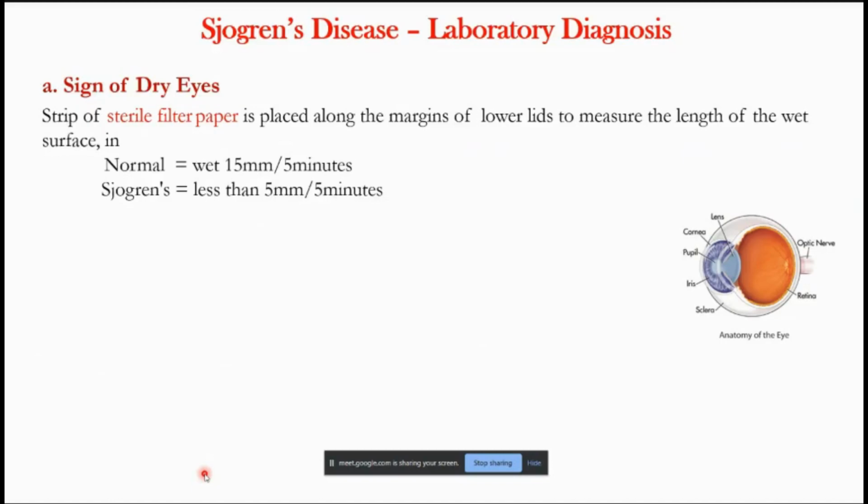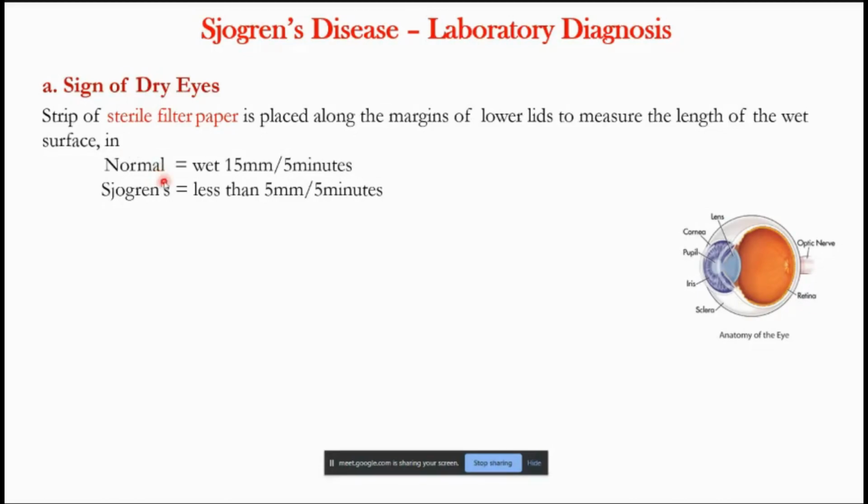So there are some laboratory investigations which you can do to confirm your diagnosis of Sjögren's disease. For the sign of the dry eyes, you can use a strip of sterile filter paper and place it in the margins of the lower lids. This is to measure the length of the wet surface. So you leave it for some time, and then you see how far it gets wet.